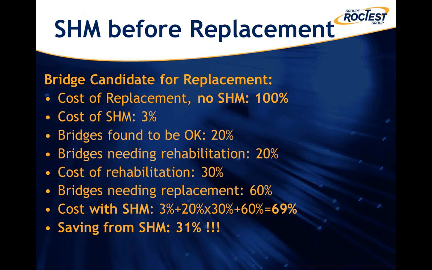for implementing the SHM system, 20% of the bridges that have 30% of the cost. These are the rehabilitated ones, plus 60% of the bridges that have 100% of the cost. These are the bridges that need a replacement. And when you calculate the total cost, it comes out at 69% compared to the 100% cost of replacing the bridges immediately. So that corresponds to a saving of 31%, and this is real money that can be saved without any compromise on the security of the structures themselves.